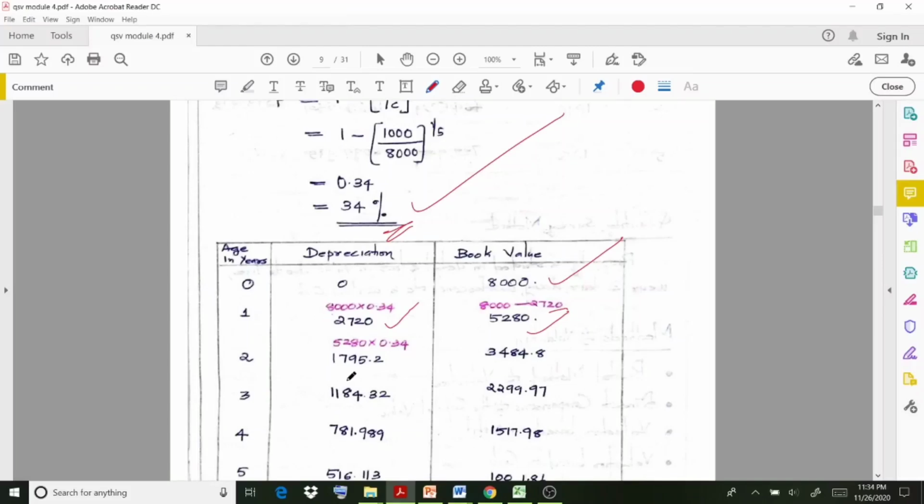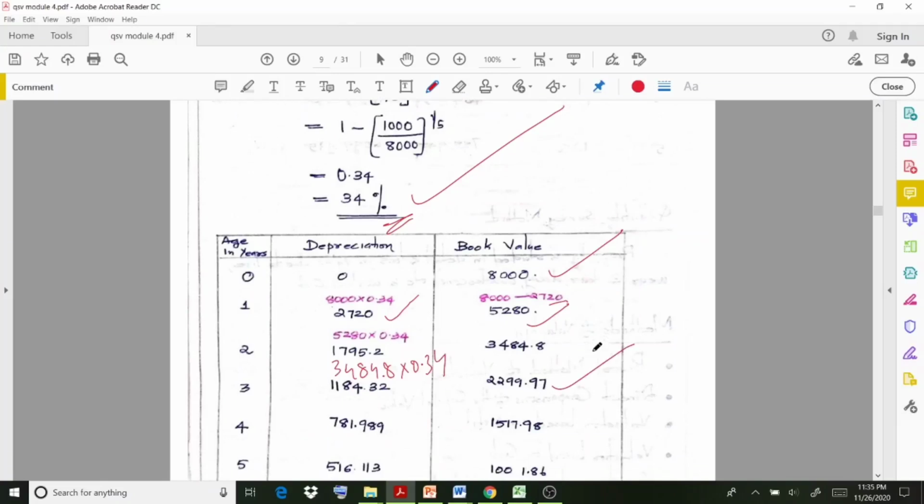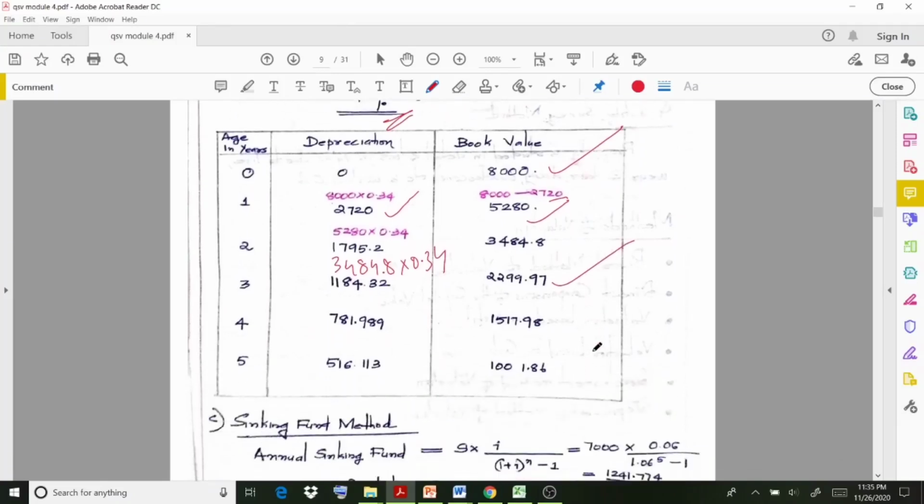Okay, here it is going to be 3,484.8 multiplied by 0.34. You will get a value of 1,184.32. Then again you have to subtract, that is 3,484.8 minus this value, and you will get 2,299.97. This is the value. So that's the case regarding the constant percentage method.